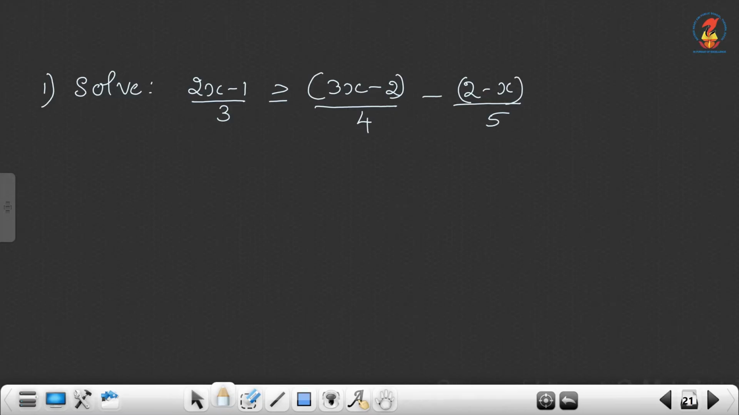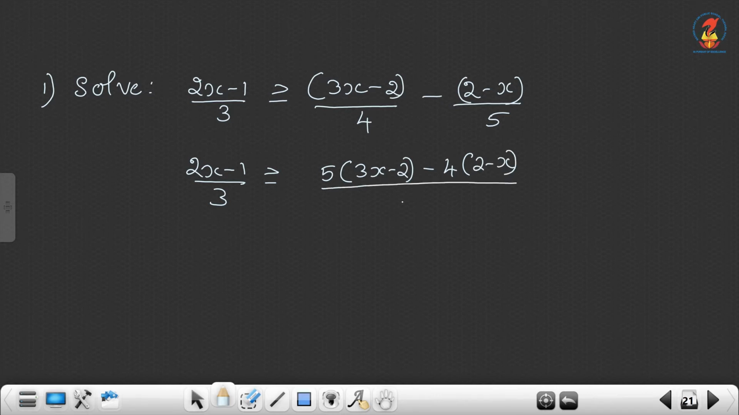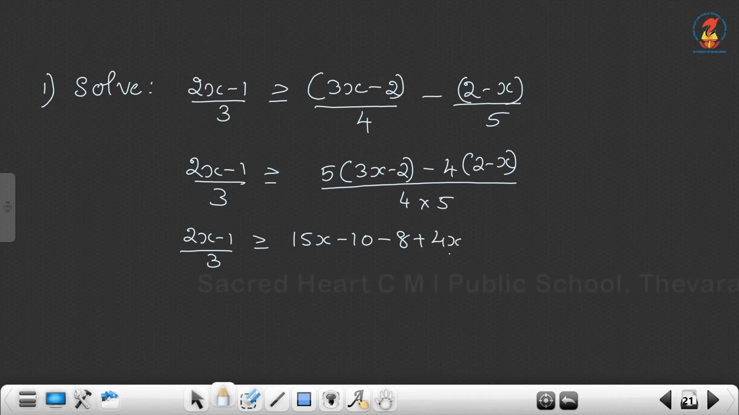Solving inequalities. Solve (2x − 1)/3 ≥ (3x − 2)/4 − 2 − x/5. So, first we can simplify the right hand side. LCM is 20: 5 into (3x − 2) minus 4 into (2 − x), by 4 into 5. Okay. That is (2x − 1)/3 ≥ (15x − 10 − 8 + 4x)/20.